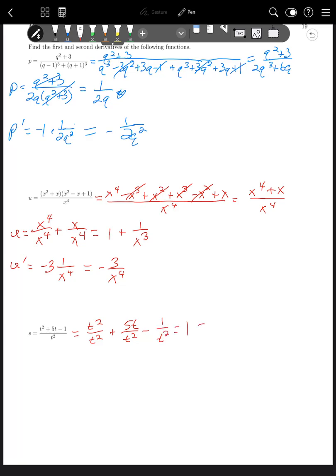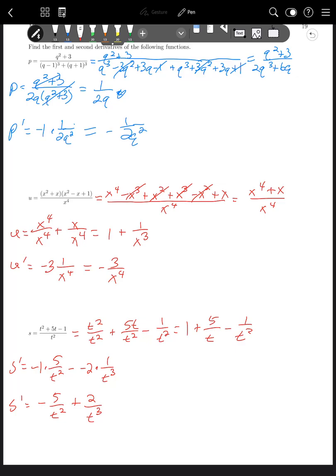So that's 1 plus 5, not equals 1. When I simplify that, that's 1 plus 5 over t minus 1 over t squared. And then I can do that derivative. So s prime would be, well, the derivative of 1 is 0, so that just goes away. The derivative of 5 over t is negative 1 times 5 over t squared. And the derivative of 1 over t squared is negative 2 times 1 over t cubed. So s prime would be negative 5 over t squared plus 2 over t cubed. Okay, and so that's the idea of how to use these rules we've talked about so far.